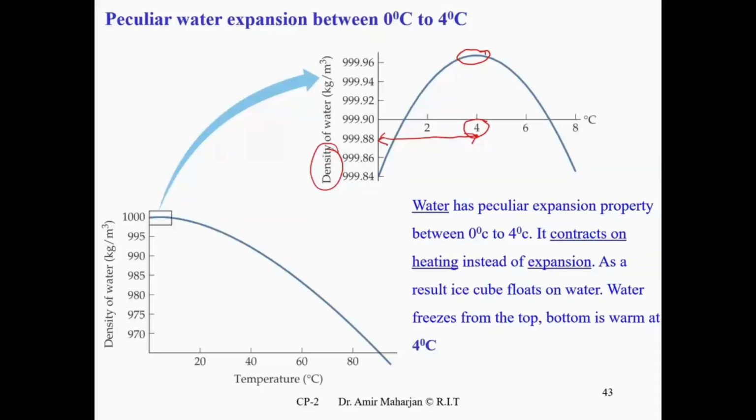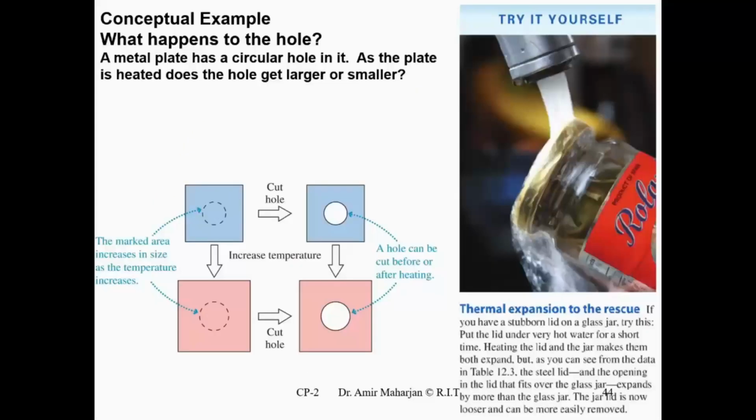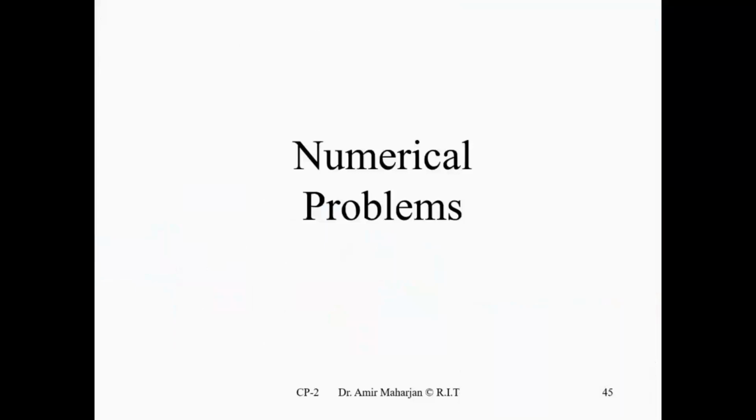Here's some conceptual examples. If you have a stubborn tight lid, just run hot water over it for a couple of minutes, and then you can easily open it after some time. This is an example of differential expansion, because you have an aluminum cap and the glass, and they expand quite differently. The aluminum cap expands more than the glass, so then you can open it very easily. And here are some example problems.